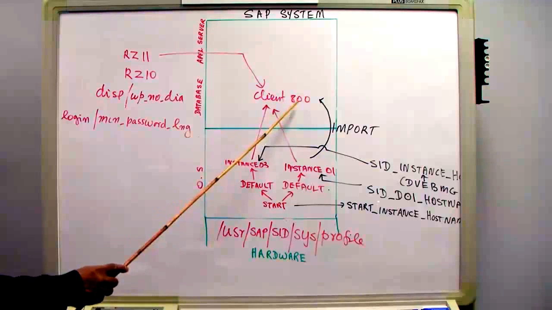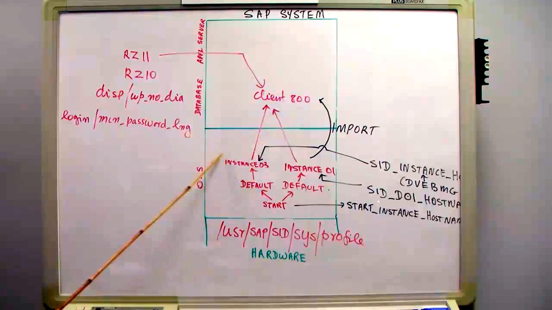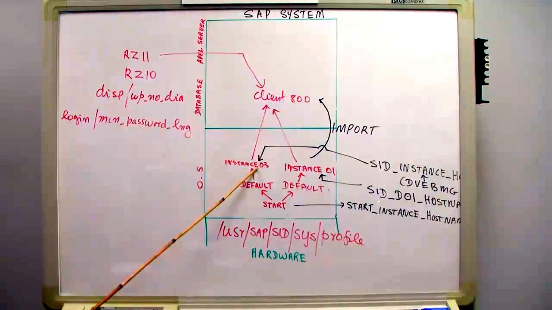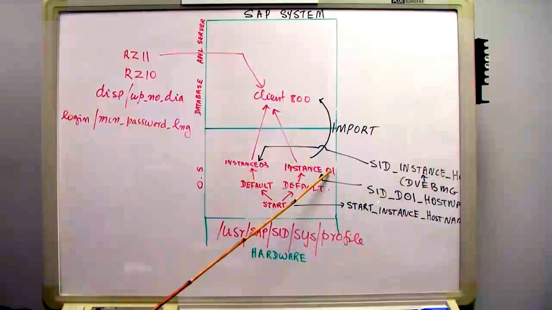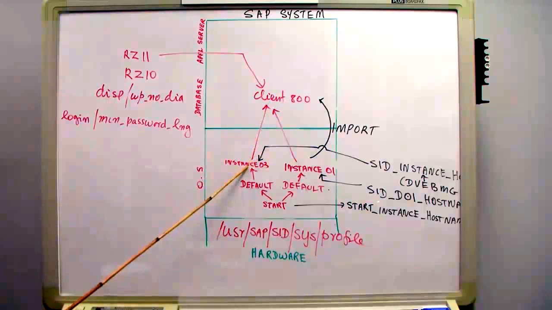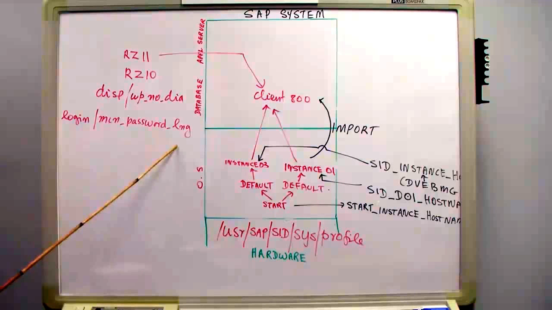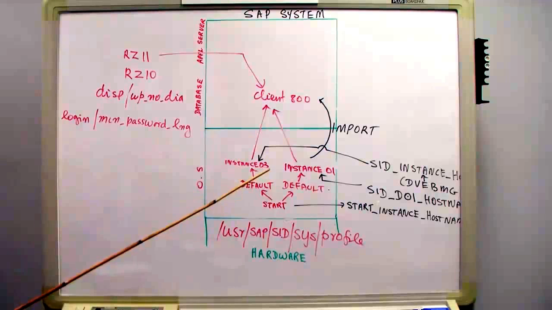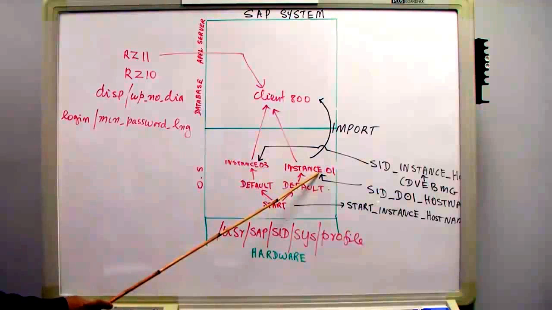Anybody can log in through any instance to one client. Say client 800: people in the accounting department are logging in through instance 03, and people in MM are logging in through instance 01, but they can access the same client. But the profile parameters, for example the minimum password length here may be 25, and the minimum password length there may be 10.